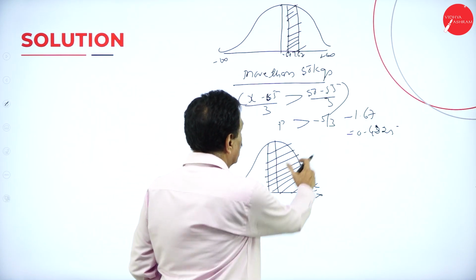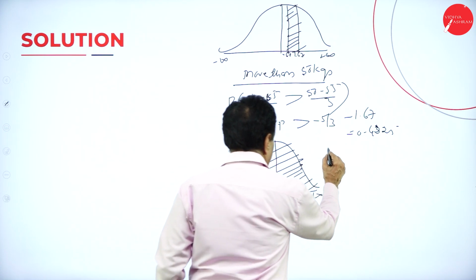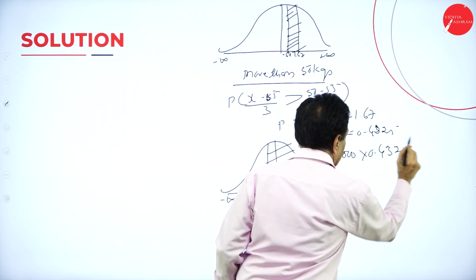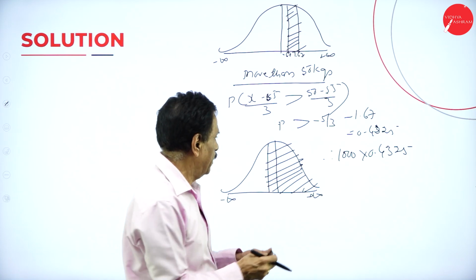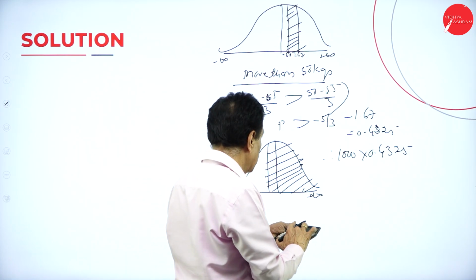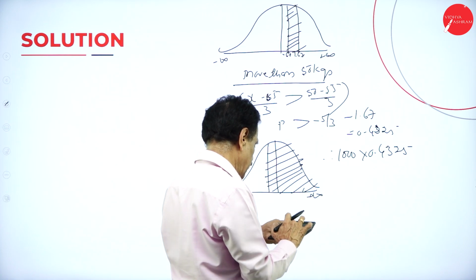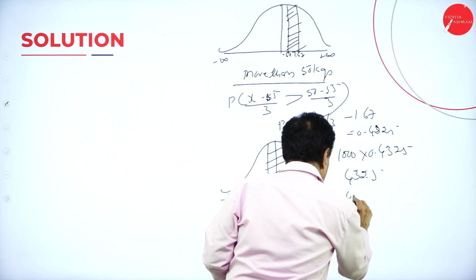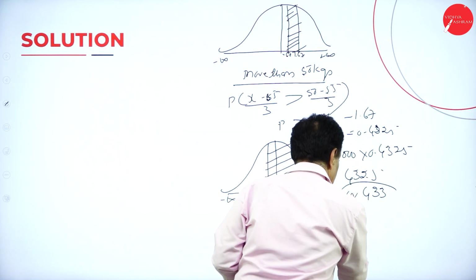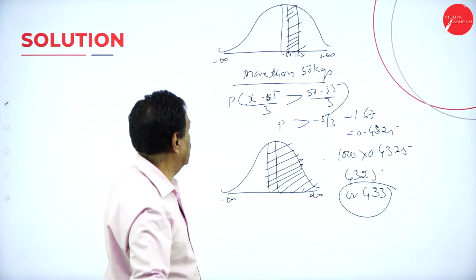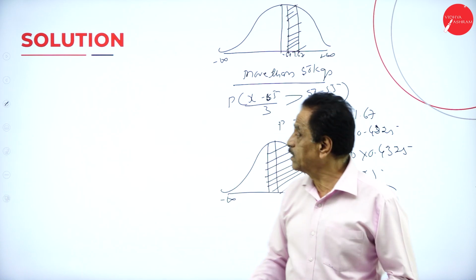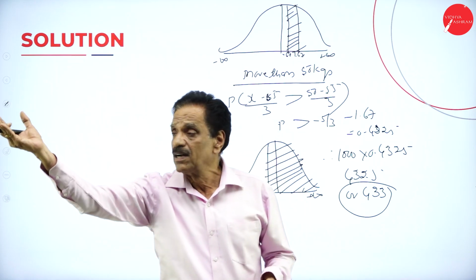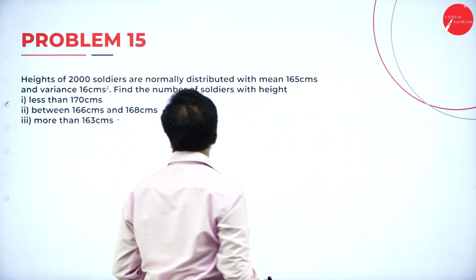Then last one, you got the answer 0.4325. Therefore, for 1,000 students, 1,000 into 0.4325 is 432.5, or 433, is the answer. Because the number of students is given, that's why we multiplied by 1,000. The answer is multiplied by 1,000. More than, less than, in between. We'll go to the next problem.